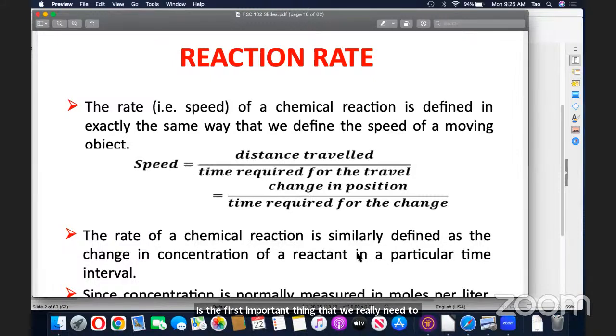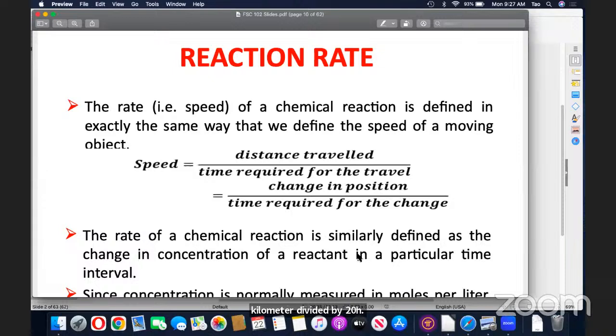Now, the rate of a reaction is comparable to the speed of a car. Remember, if you want to determine the speed of a car, you will look at the distance traveled and the time it took to cover that distance. If a car covered 1,000 kilometers in 20 hours, you already know that the speed of that car is going to be 1,000 kilometers divided by 20 hours. That will be the speed.